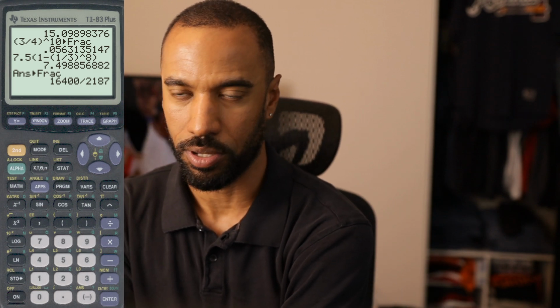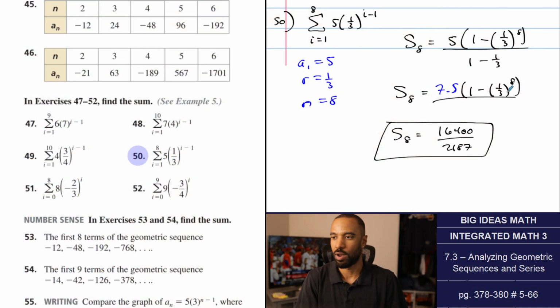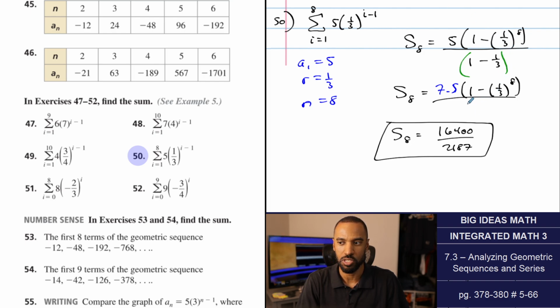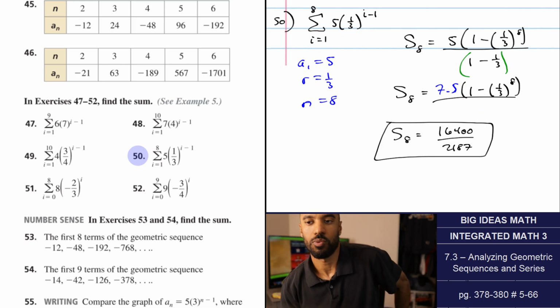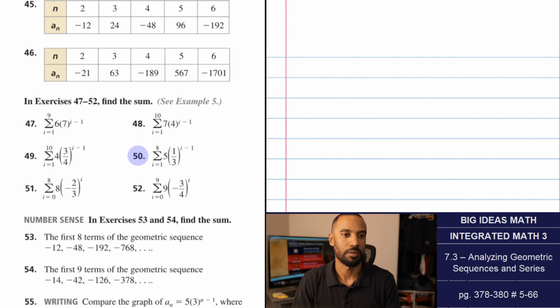16400 over 2187. Again, there are a lot of things that can go wrong with your calculator input, even when you have the exact formula right here. You could type this in wrong by missing parentheses here, or missing parentheses here, or missing parentheses where this would have said 2/3. You're going to get a wrong answer. That's why I like to reduce where I know I can.